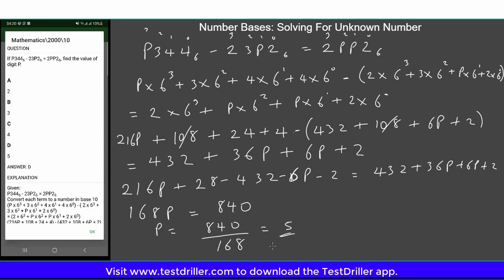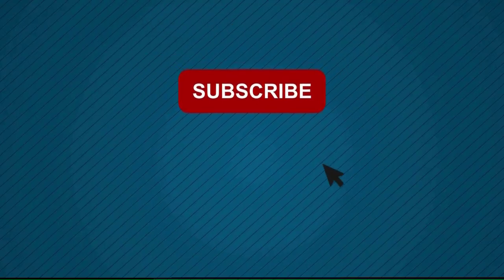So this is how you solve for unknown digits or unknown numbers in a number base system. The next topic on number bases I'll be talking about is application. We'll be discussing how number base is applied in real life.